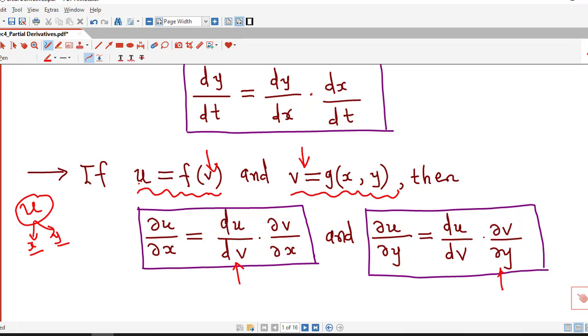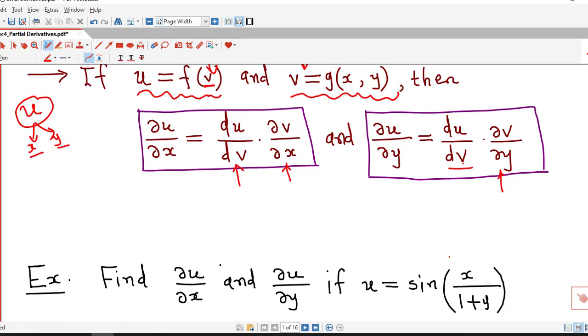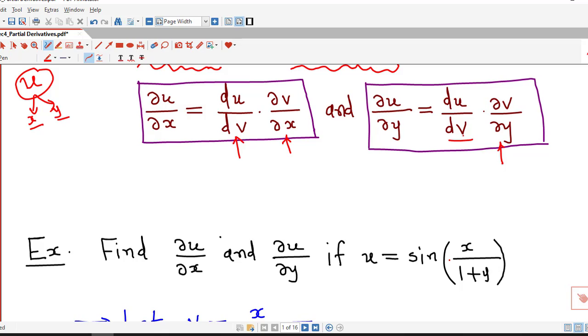So here u is a function of v and v is a function of x and y. If we want to find del u by del x, we first differentiate u with respect to v, and in the product we consider the partial derivative of v with respect to x. Similarly, del u by del y is the derivative of u with respect to v into the derivative of v with respect to y. So we consider one example for this chain rule.